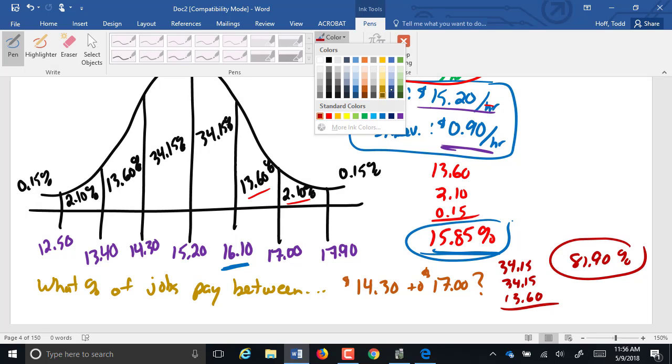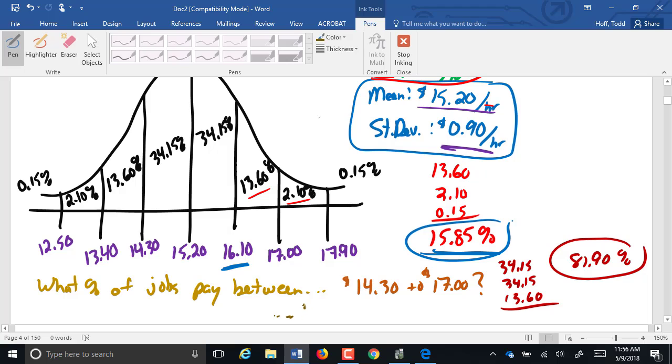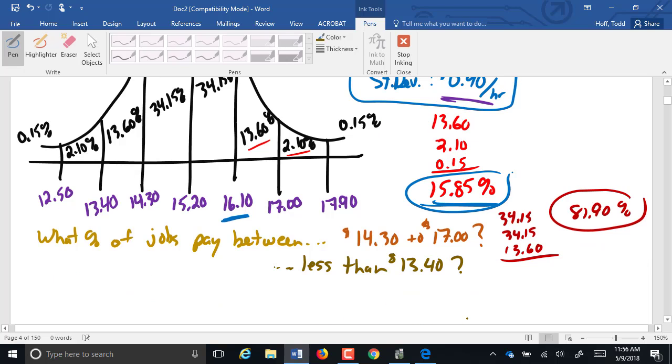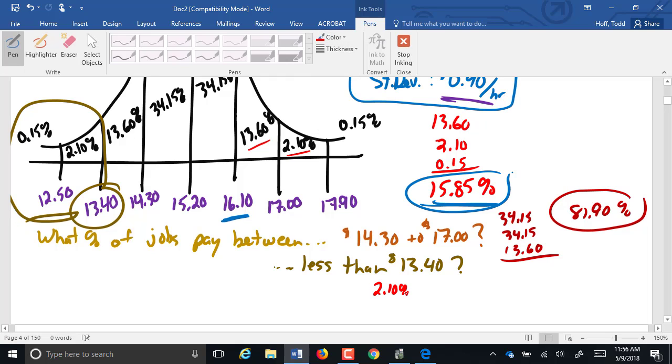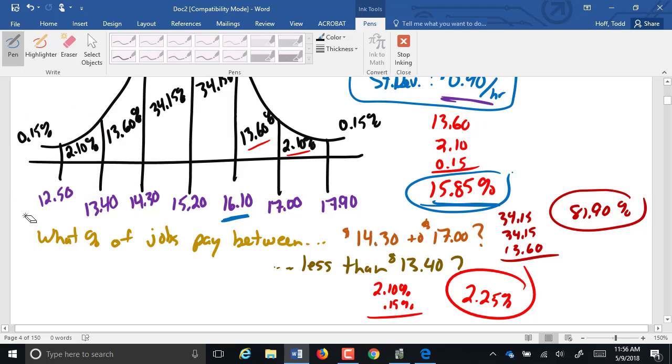Or we might ask, what percent would we expect to pay less than $13.40 per hour? Well, $13.40 is right here. Less than, smaller would be the left. Adding up those percentages, we got the 2.1% and the 0.15%. That adds up to just 2.25%. So only 2.25% of the jobs in that area pay less than $13.40. So you can see this as being a useful tool for evaluating something compared to standards in that area.